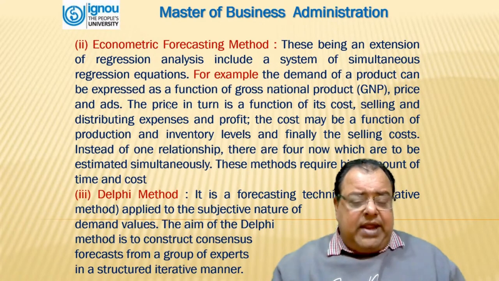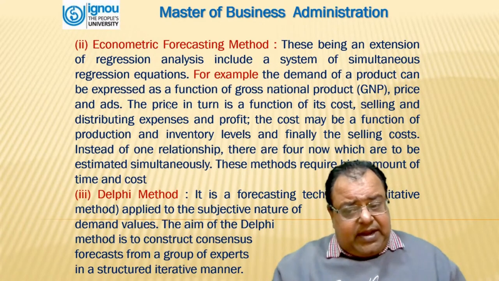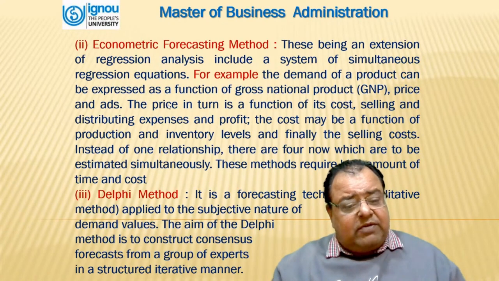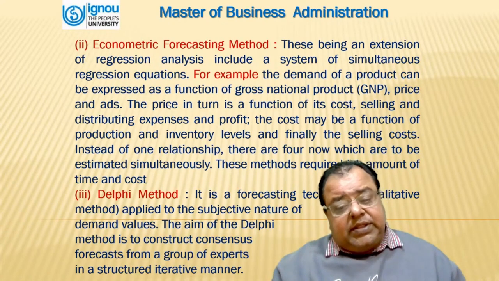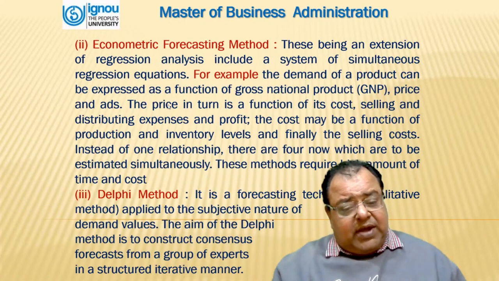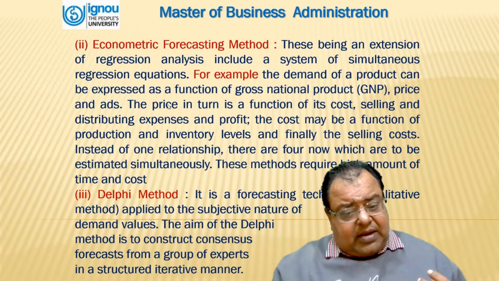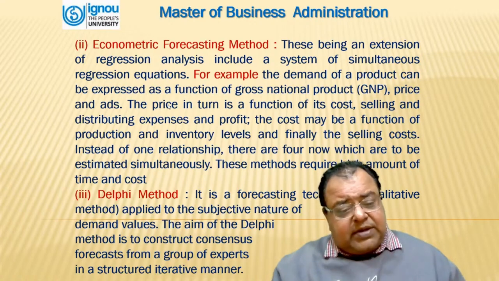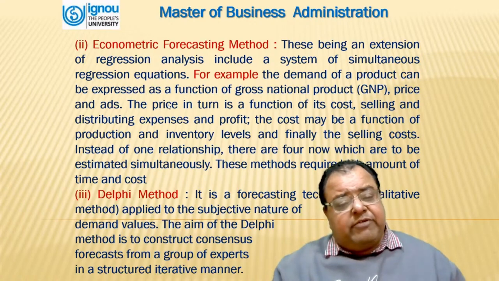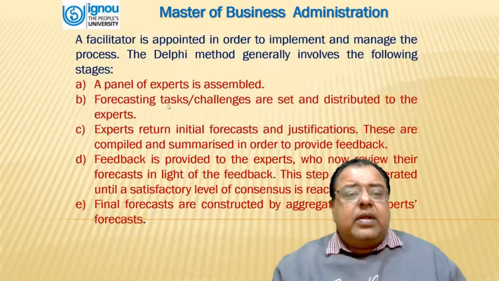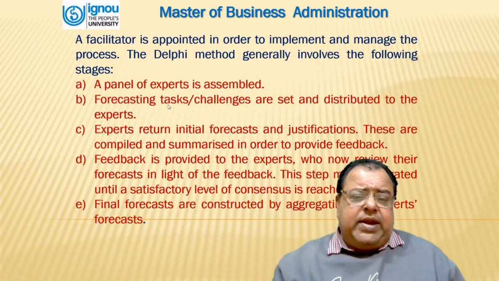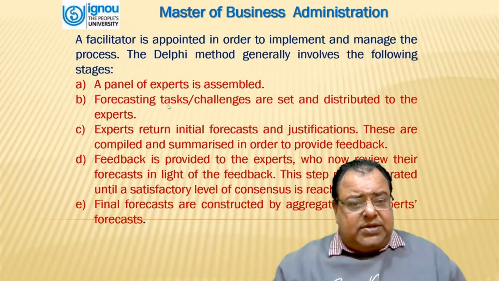The third method is Delphi method. It is a forecasting technique, qualitative method applied to the subjective nature of the demand values. The aim of the Delphi method is to construct consensus forecasts from a group of experts in a structured, iterative manner. A facilitator is appointed in order to implement and manage the process.